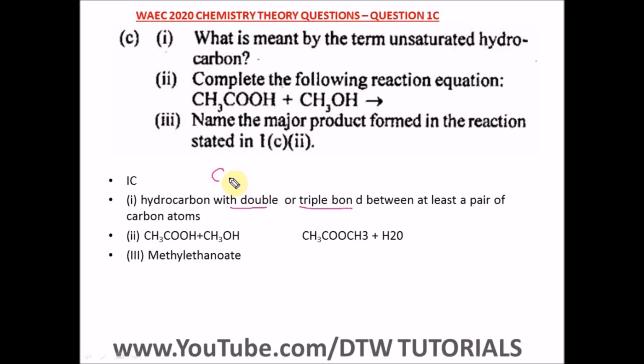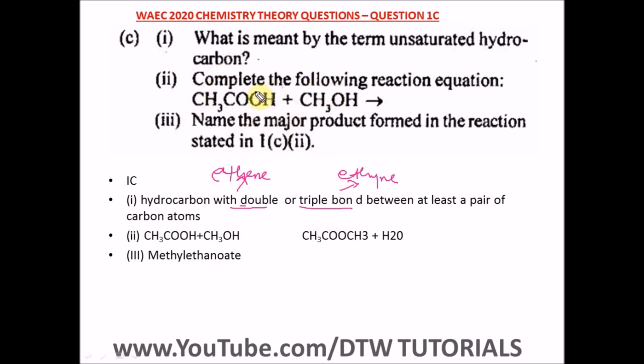So you have ethene, which has a double bond. Then you have ethyne as well, which has a triple bond between its carbon atoms. Okay, but saturated hydrocarbon is the alkane family. They have single bonds. So an unsaturated hydrocarbon has double or triple bonds between the carbon atoms.